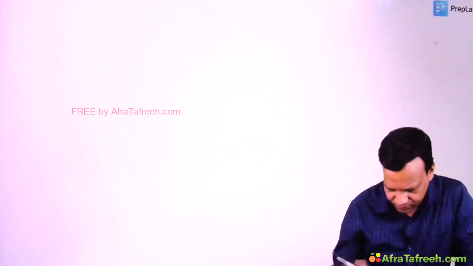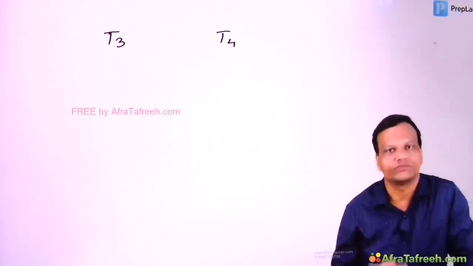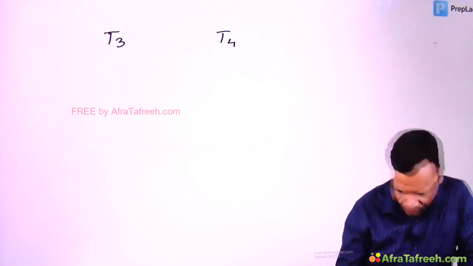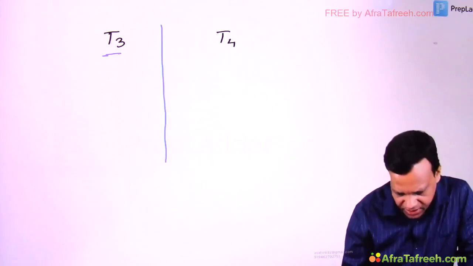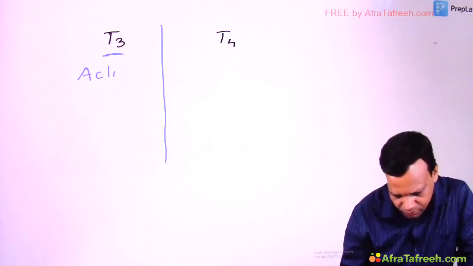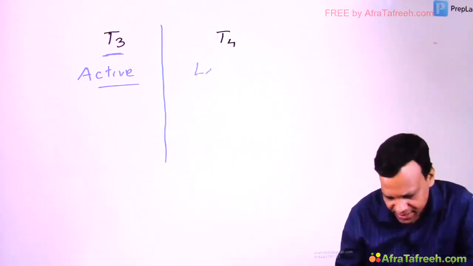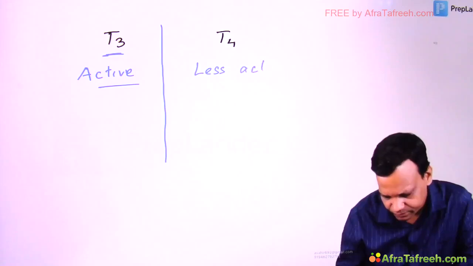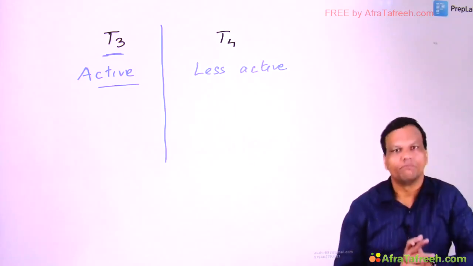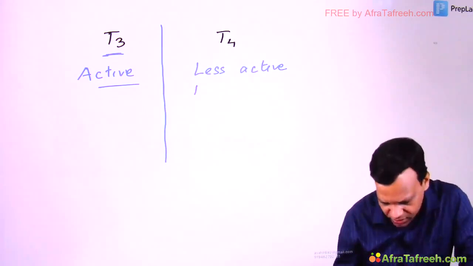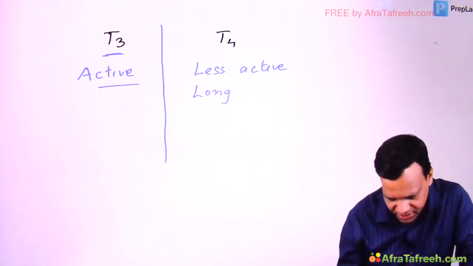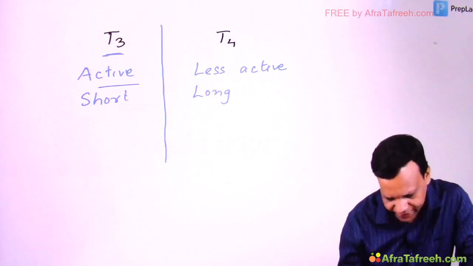Now important thing, what is the basic difference between T3 and T4? The basic difference is T3, it is the more active hormone. Main active hormone is T3, whereas T4 is less active. But T4 is long acting, whereas T3 is relatively short acting.